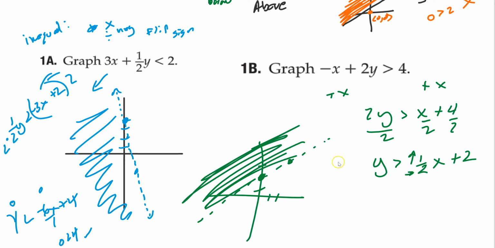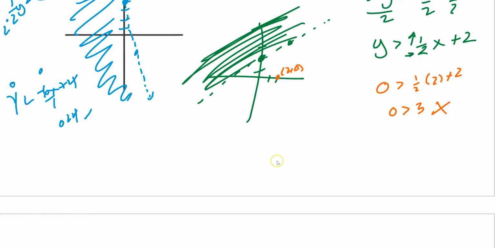So now you can pick a test point. And you can pick any test point. I've been picking a lot of 0, 0. Let's pick 2, 0 to check it out. So plug in 2. In this case, I get 0 is greater than 3, which does not work, which is why I shaded the opposite side. So again, either way works. Either if it's in proper notation, you just go less than below, greater than above, or test point.